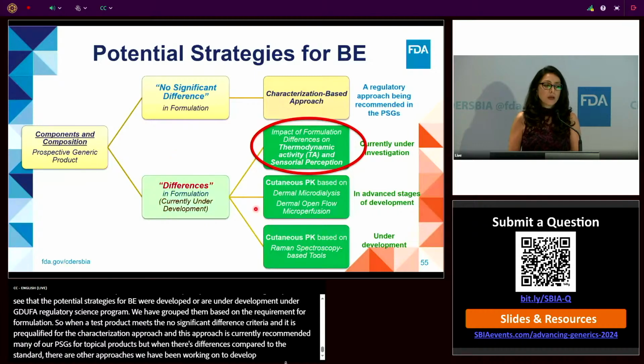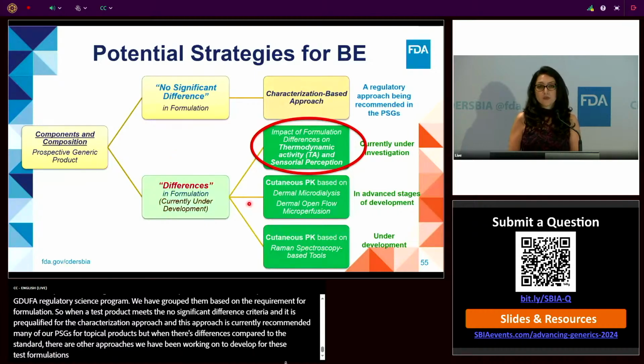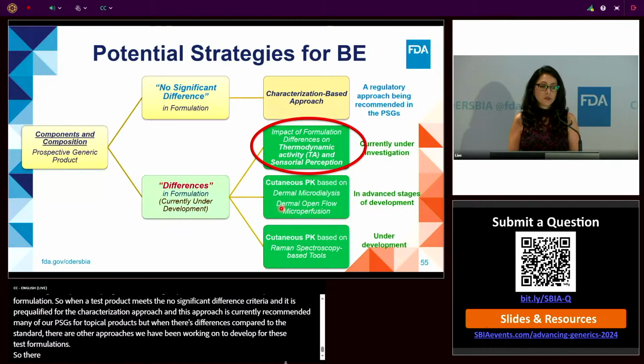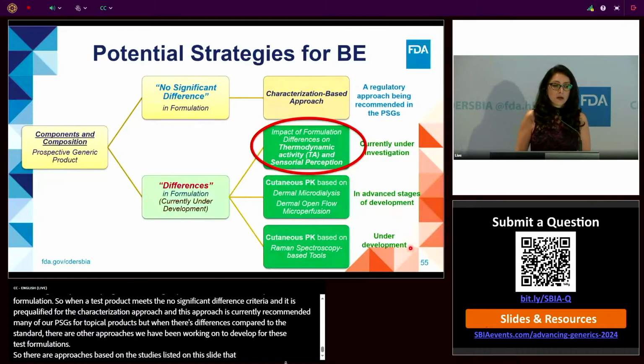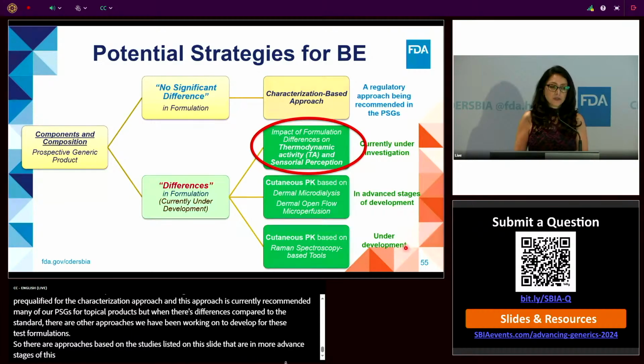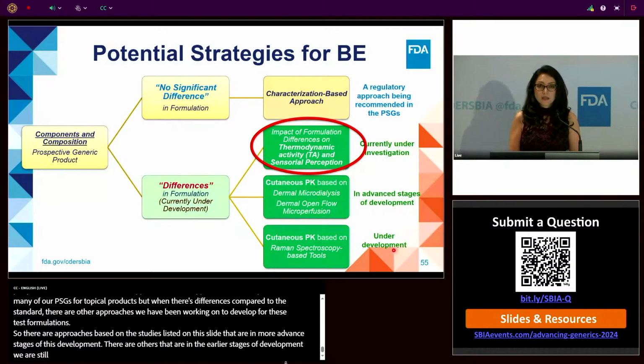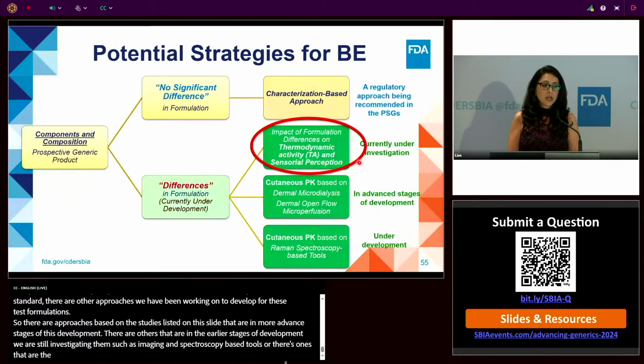So there are approaches based on cutaneous pharmacokinetic studies, such as ones using dermal microdialysis or dermal open flow microperfusions that are in more advanced stages of development. And there are others that are in earlier stages of development, and we are still investigating them, such as cutaneous PK studies using imaging or spectroscopy-based tools.